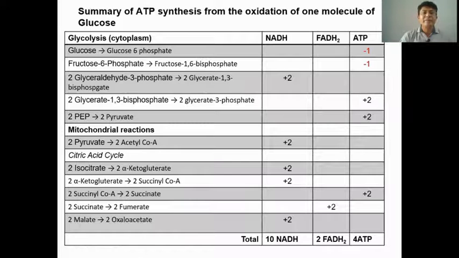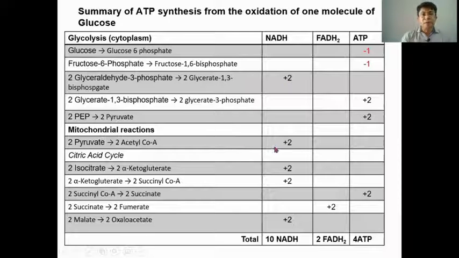If we look at the summary of ATP synthesis from the oxidation of 1 molecule of glucose through glycolysis, 2 molecules of ATP are consumed and 2 molecules of NADH are formed and 2 molecules of ATP are synthesized through substrate level phosphorylation. Whereas further, at the level of the conversion of phosphoenol pyruvate to pyruvate, again 2 molecules of ATP are formed. So a net gain of 2 molecules of ATP and 2 NADH is there in glycolysis.